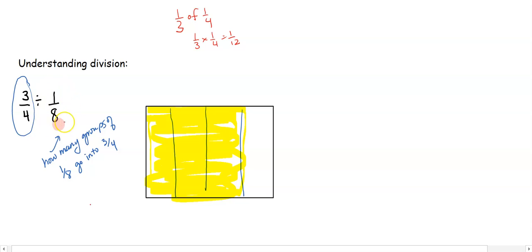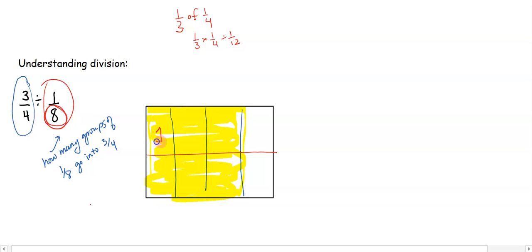So I want to break this entire thing into 8s. Right now it's broken into 4. So if I draw a line like that, it's now broken into 8s. How many times can I take 1/8 of the entire object, not just the shaded this time? We're not taking 1/8 of 3/4. We're taking 1/8 of the entire thing. I'm finding out how many 1/8 of the entire thing can be removed from 3/4.